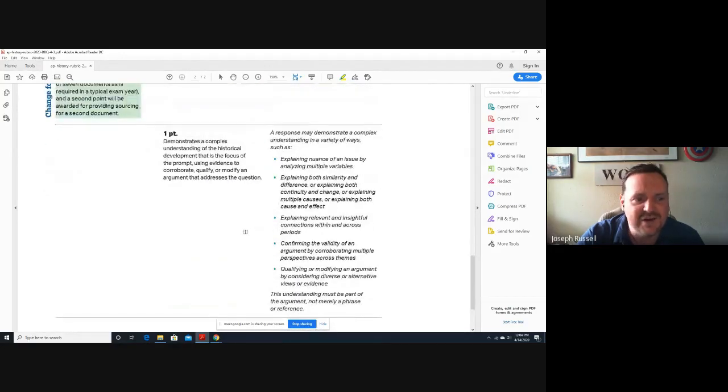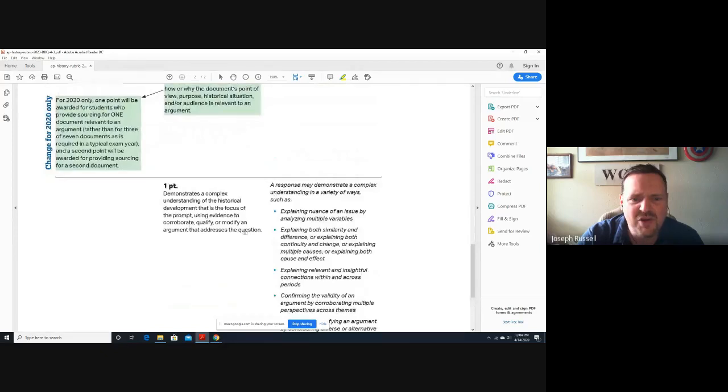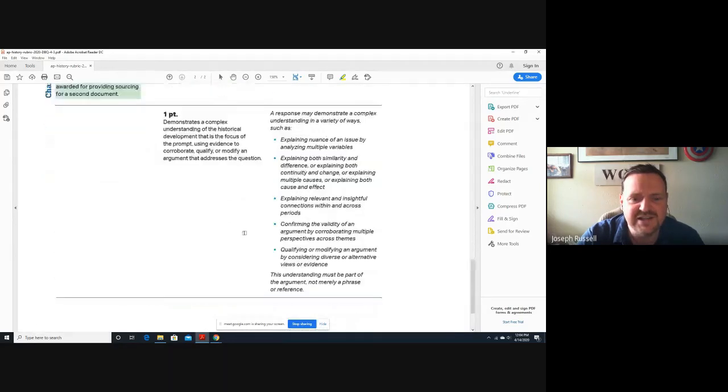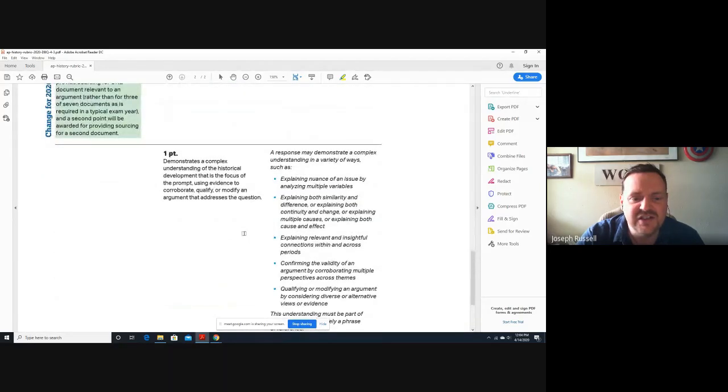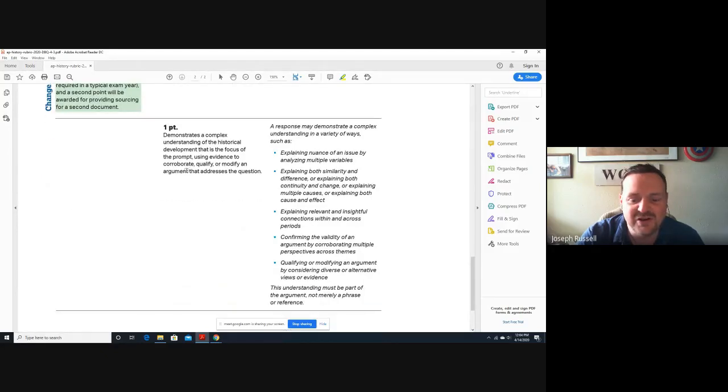Now, the last thing here that we need to kind of consider is the complexity point, right? What they call the complexity point. This last sort of point on here. This is the difference between a great essay and a perfectly functional one, right? You have to demonstrate a complex understanding of the historical development that is the focus of the prompt, right?